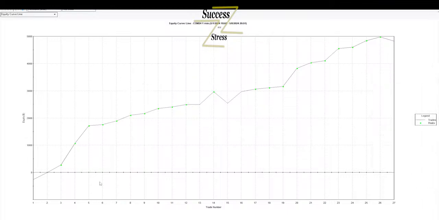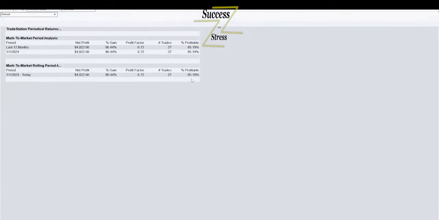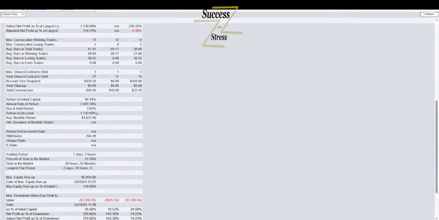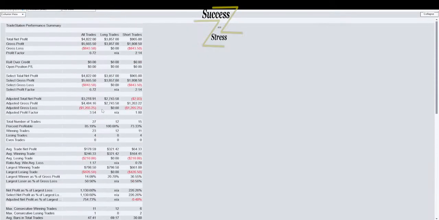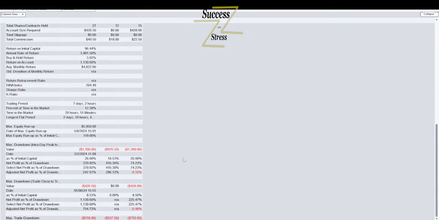So again, this is what we get here. This is the equity curve. Let's just do the easiest one. God almighty, that's beautiful. 85% profitable. $4,800, which is a 96% gain over, I think, a 2-week time. Profit factor of 6.7, which is, what's that, a 1 to 7? For every dollar that you're putting up, you're making 6.5. Anyway, performance summary. Yeah, this is one of my best scripts to date. Max drawdown was $750.